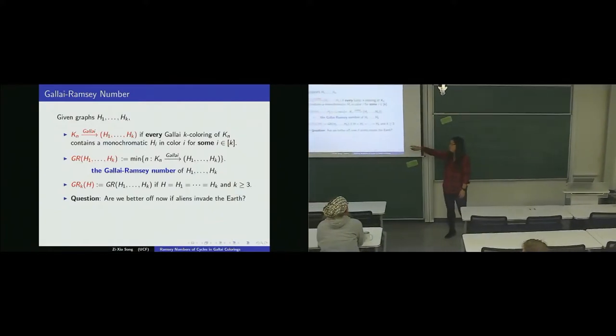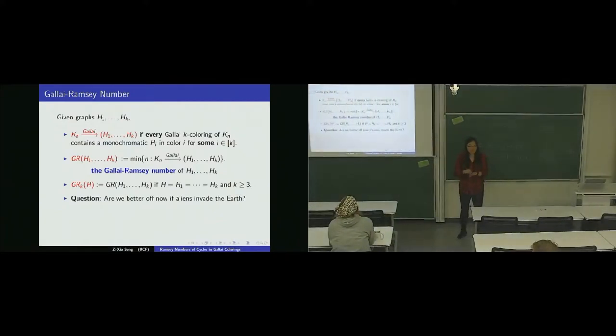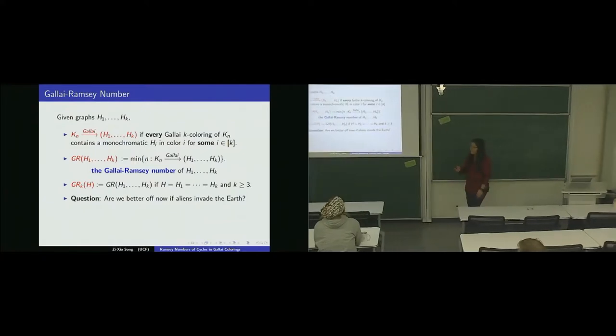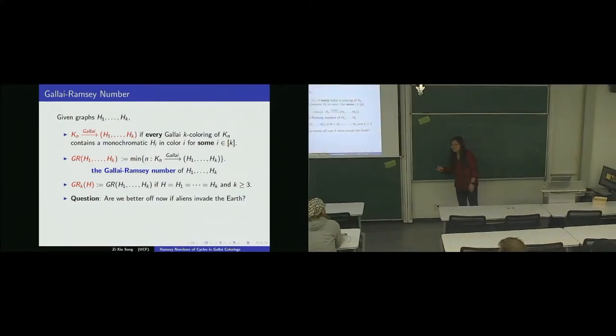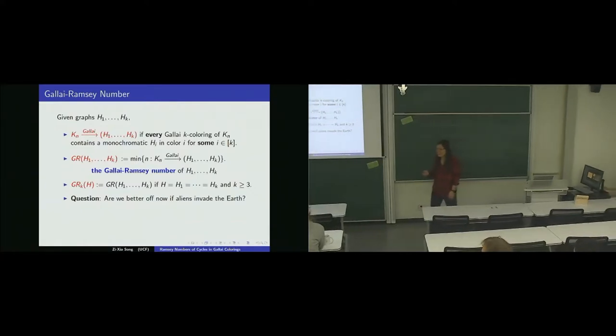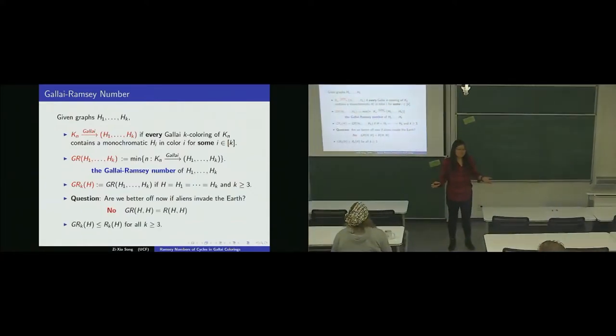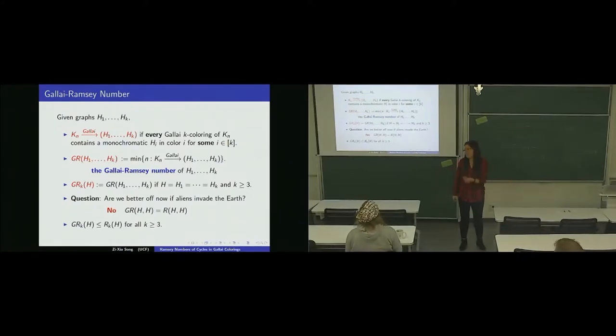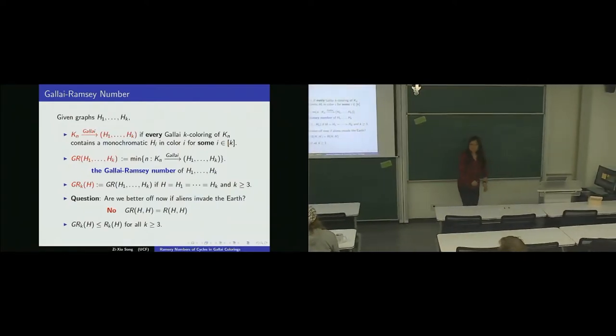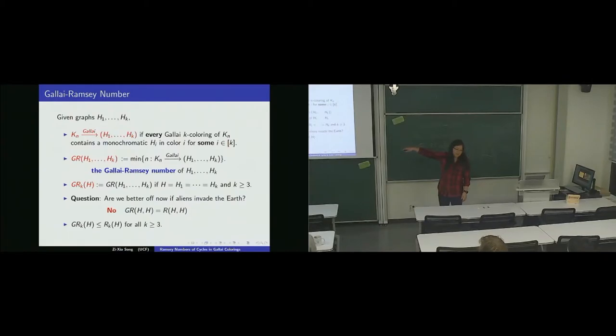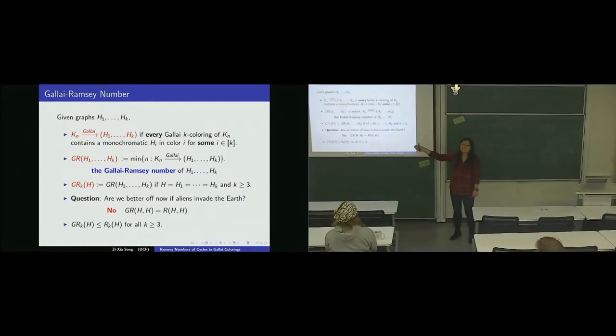Yeah, if aliens are demanding Gallai-Ramsey numbers of K5, can we do it quickly? What do you think? The answer will be no. Who said no? Why no? The answer is no, because they're the same. Those two colors, no matter how you color, you can never create a rainbow triangle, right? Still no. With two colors, they are the same. But when k is at least three, it's a natural lower bound. That's why I mentioned that story there.